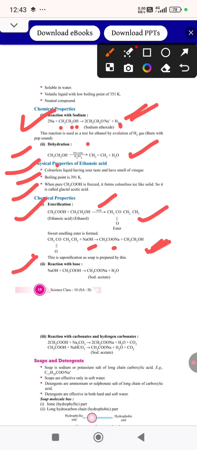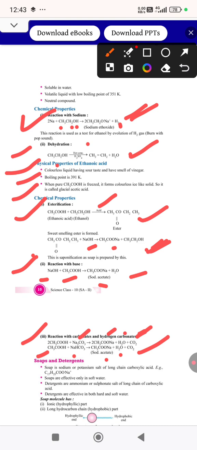Reaction with base: when NaOH reacts with CH3COOH, it gives sodium acetate plus water. Number 3, reaction with carbonates and hydrogen carbonates. When 2 CH3COOH combine with Na2CO3, it gives 2 molecules of CH3COONa, and water and carbon dioxide gas are released. When CH3COOH combines with NaHCO3, it gives sodium acetate, water, and CO2 is produced here.